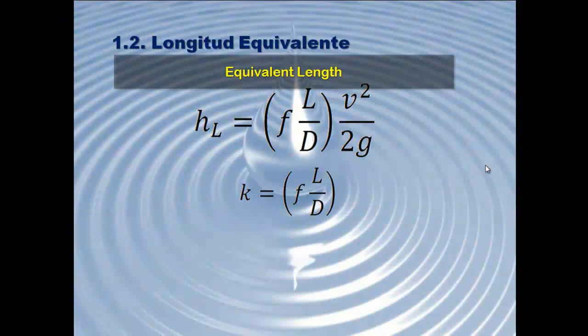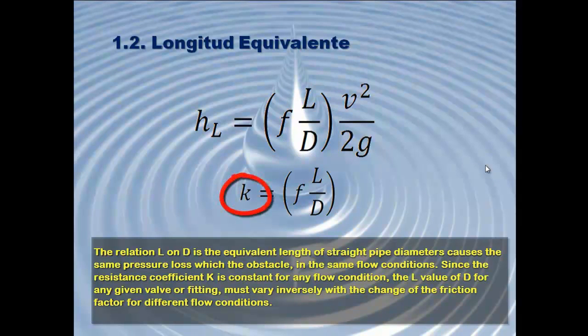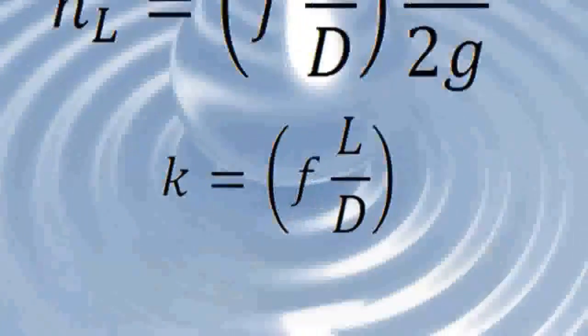Equivalent length. The ratio L/D is the equivalent length, in pipe diameters, of straight pipe that causes the same pressure loss as the obstacle under the same flow conditions. Since the resistance coefficient K is constant for any flow condition, the L/D value for any given valve or fitting must vary inversely with the change of the friction factor for different flow conditions.